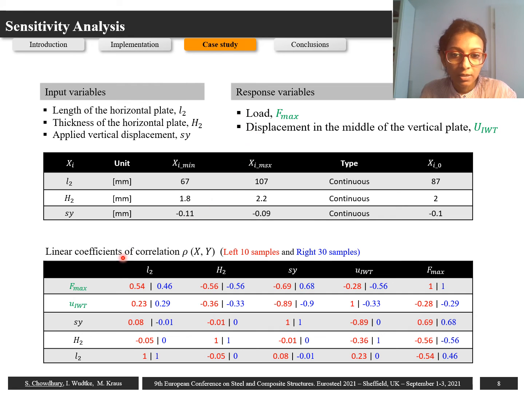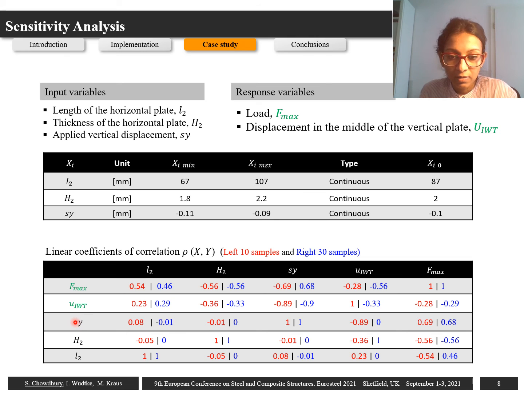So we generate 2 sets of samples, to see the influence of the different samplings. The red one represents the result from 10 samples, and the blue one represents the result from the 30 samples. Here we are showing the linear coefficient of correlation between the two variables. For example, here the length of the horizontal plate with the displacement, with the load, and the length of the horizontal plate with the displacement of the middle of the vertical plate, and so on.